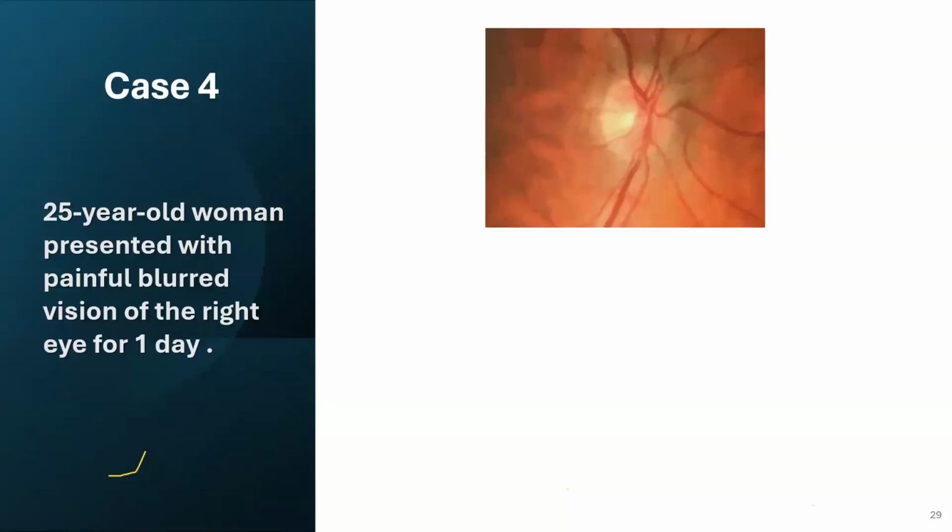Space occupying lesion, usually compressive optic neuropathy, will come with chronic visual loss, and the optic nerve is usually pale on presentation. It's rarely coming with acute visual loss. Some of you answered about the space occupying lesion, but this is an optic neuritis.